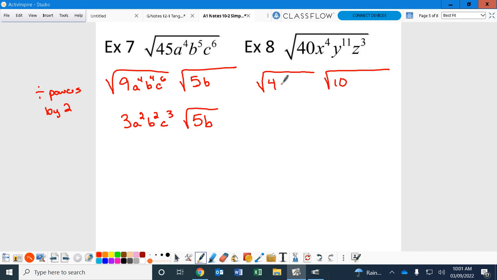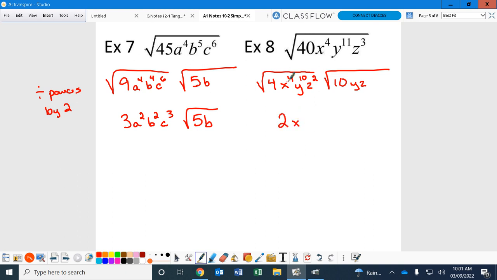x, how many x's can I put on the left side? 4. How many y's can I put on the left side? 10. And how many does that leave me to go on the right? 1. How many z's can I put on the left side? 2. How many does that leave me to go on the right? 1. Nice. Okay, guys. The square root of 4 would be 2.